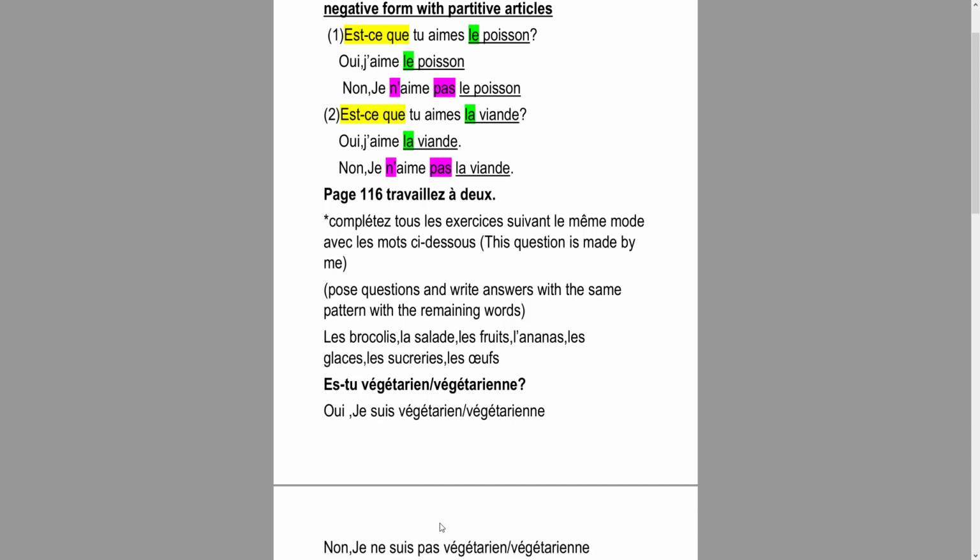Right. Then there's a question. Est-ce que tu aimes? Like that, you have to do the words using the words from here, and for all the things you have to write the question. Est-ce que tu aimes les brocolis? Oui, j'aime le brocoli. Non, je n'aime pas le brocoli. Est-ce que tu aimes la salade? Oui, j'aime la salade. Non, je n'aime pas la salade. Est-ce que tu aimes les fruits? Oui, j'aime les fruits. Non, je n'aime pas les fruits. Likewise, you have to do it for all the words here.